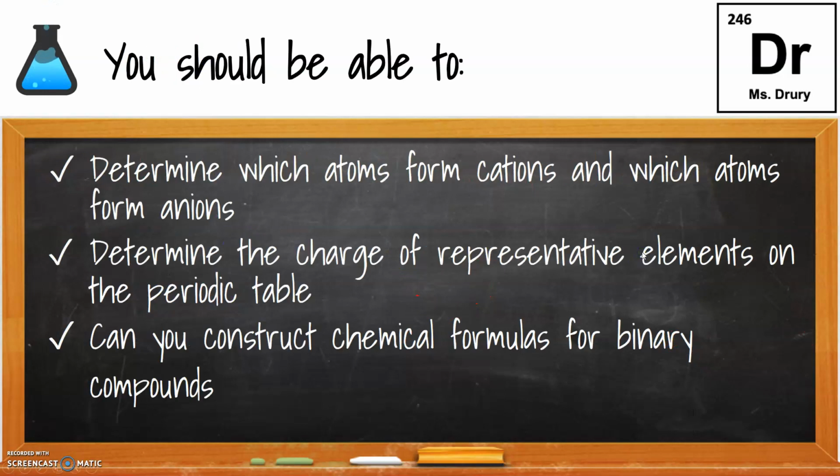At this point, you should be able to determine which atoms form cations and which are anions, determine the charge of the representative main group elements, and construct chemical formulas for binary compounds.